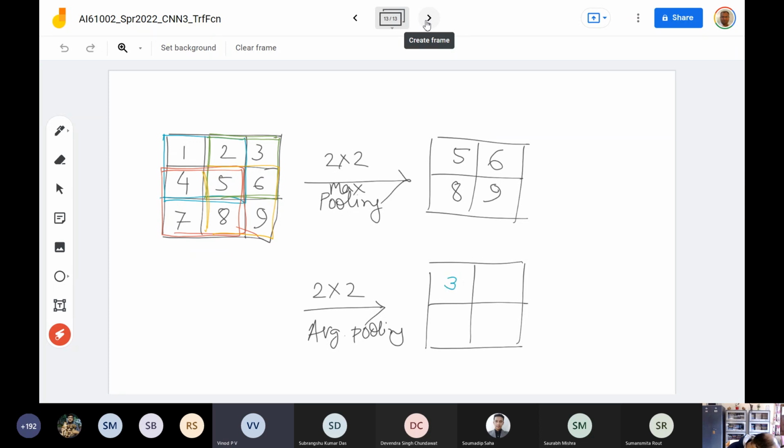Next, for this one it is going to be 2, 3, 5, 6, which is 16 divided by 4, which is going to be 4. Next over here is going to be 12 and 8 is 20. 20 and 4 is 24 divided by 4. So that is going to be 6. And then I have 9 plus 5, which is 14. 14 plus 6 is 20. 20 plus 8 is 28. And that divided by 4 is 7. So if I'm doing an average pooling, then I'm getting this particular kind of value which comes out over here.